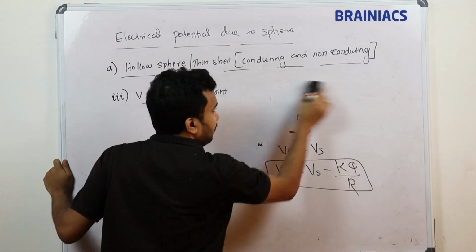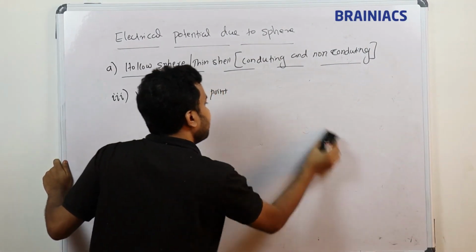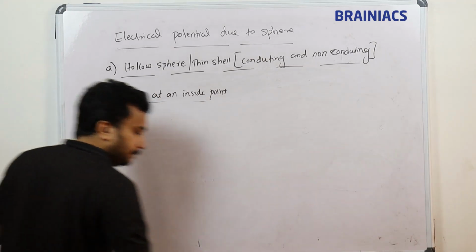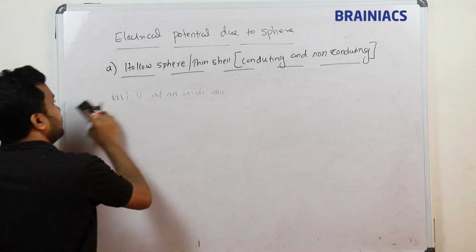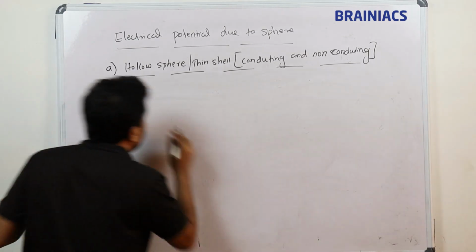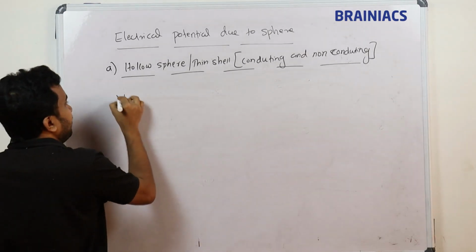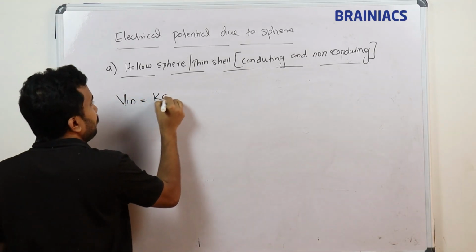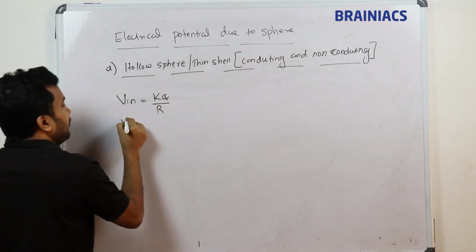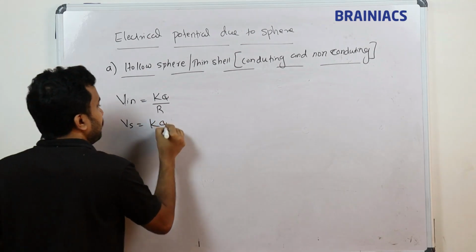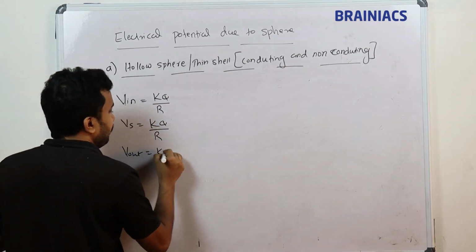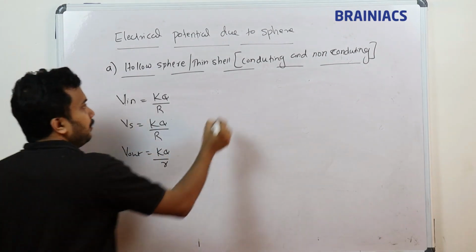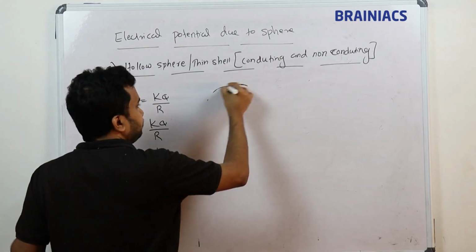So we understood the electric potential at the inside and the electric potential at the surface. Okay, so we'll write the things we have discussed now. We know the potential at inside will be equal to kq divided by R, potential at surface will be equal to kq divided by R, and potential at outside will be equal to kq divided by small r. We will plot a graph for this one.